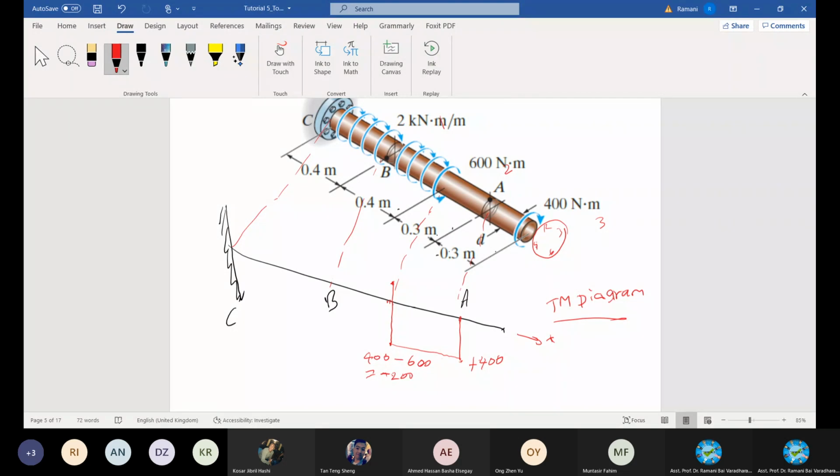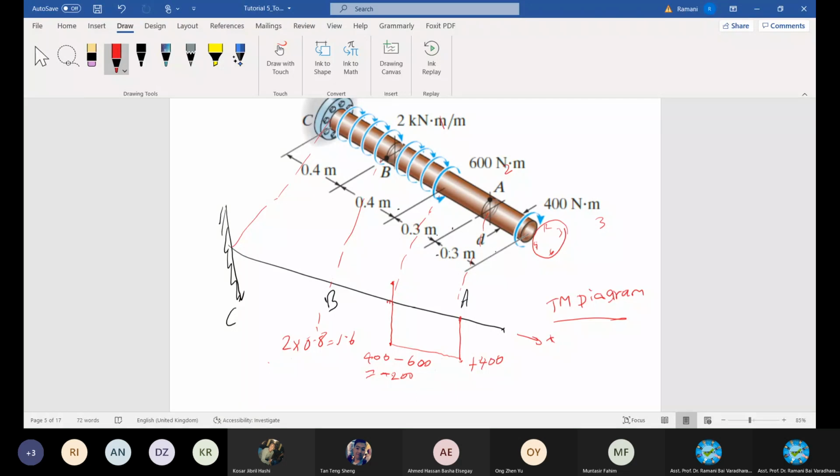How much is the value? It is a distributed one, right? You need to calculate the value to change to a concentrated one. So 2 kilonewton times how much is the distance? 0.4. Am I right? 2 times 0.4, 0.8. Am I right? 0.8 will be the value. I multiply by 0.8 will be given. How much is it? 1.6. I write clearly. So at this point, it is changing to 2 times 0.8 equal to 1.6, right?